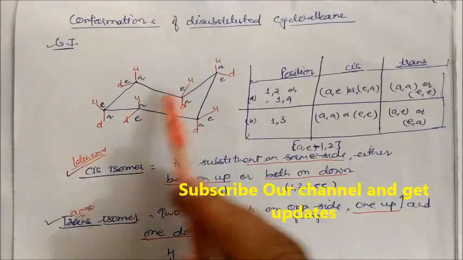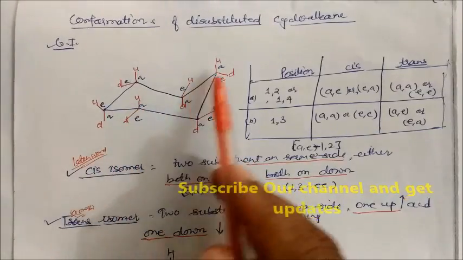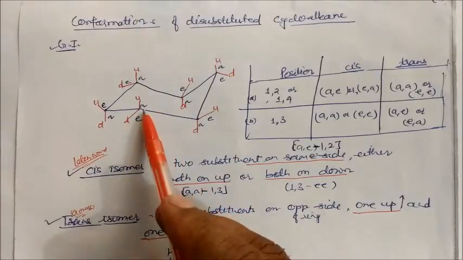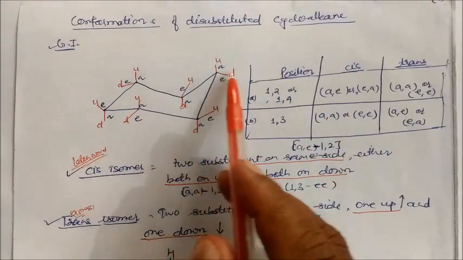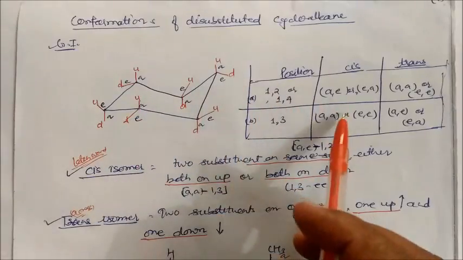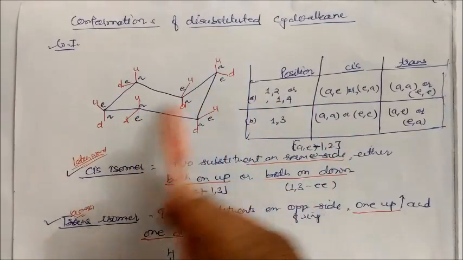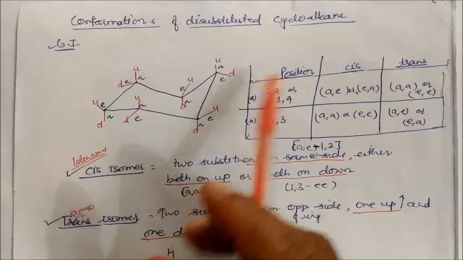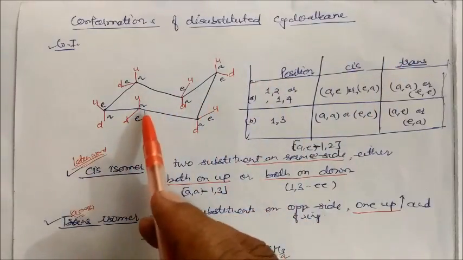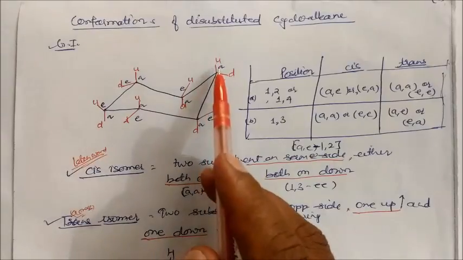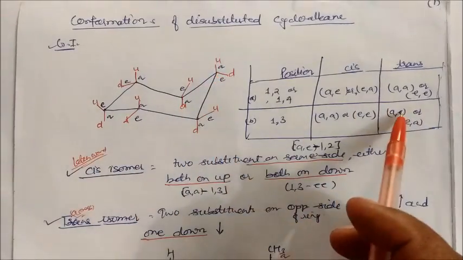But when you take the 1, 3 position, where this is 1 and this is 3, if you take 2 axial it will be cis, or 2 equatorial will be cis. So 2 axial or 2 equatorial, whatever you take, it will be cis. And trans is again the opposite of 1, 2 and 1, 4. So if you are taking A and E or E and A, it will be trans.